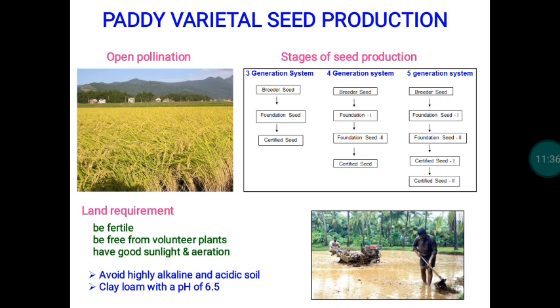And I already told you we have to avoid alkali and acidic soils. Better, we can have a clay loam with a pH of 6.5. That is an ideal soil for cultivation of paddy. So this is with reference to land selection. This all comes under the agronomic principles.